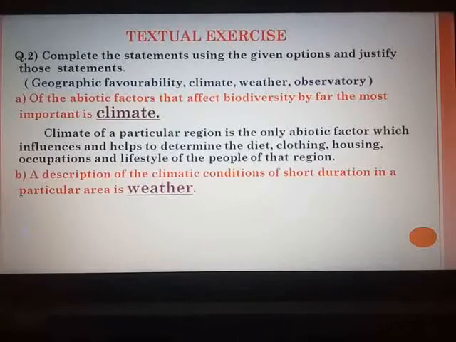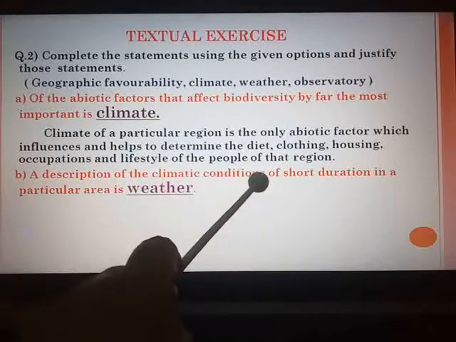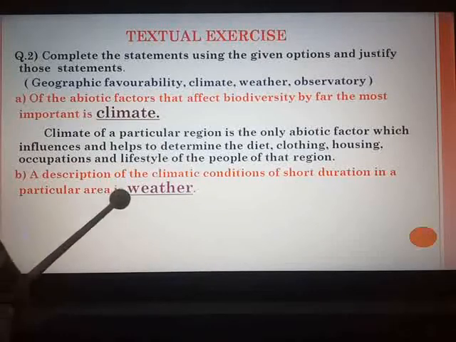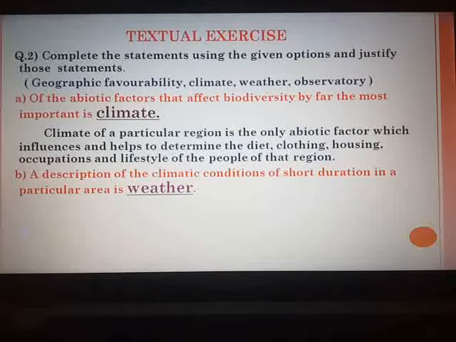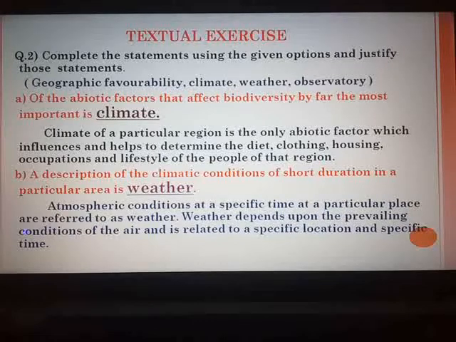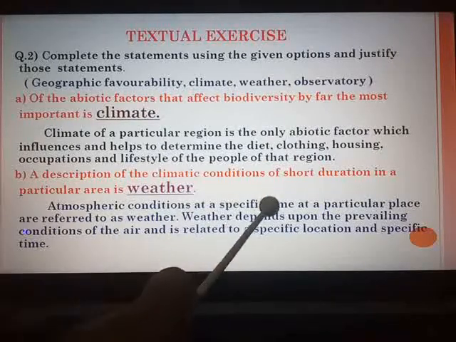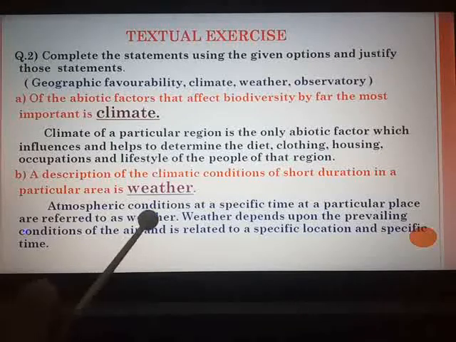The next statement is: a description of the climatic conditions of short duration in a particular area is, out of the 4 options, the correct answer is weather. You know what weather is. Weather is atmospheric conditions at a specific time at a particular place and they are of short duration. So the answer is weather. For the justification, in the first part you will give the definition of weather. This is on page number 96, the very first line of the chapter under the heading Weather and Climate: atmospheric conditions at a specific time at a particular place are referred to as weather.